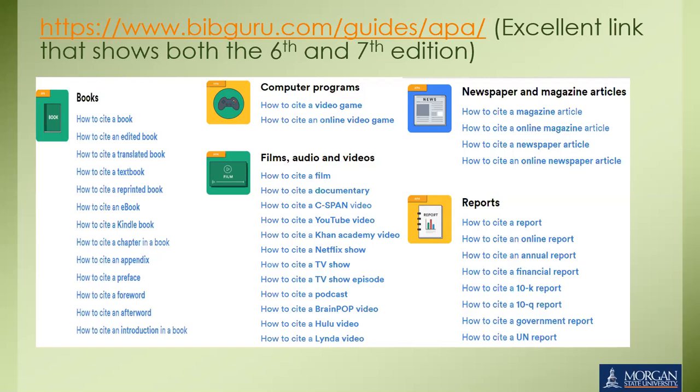It's going to show you how to cite all of this under the category of computer programs, and under the category of films, audio, and videos, which we have a whole lot more than we used to have. They even show you how to cite a YouTube video, a Netflix show, a podcast, even a Brain Pop video. For your newspaper and magazine articles, they show you how to cite a magazine article, again side by side, so that you can see the 6th and the 7th edition. How to cite a newspaper article, reports, how to even cite a government report, how to cite an annual report.